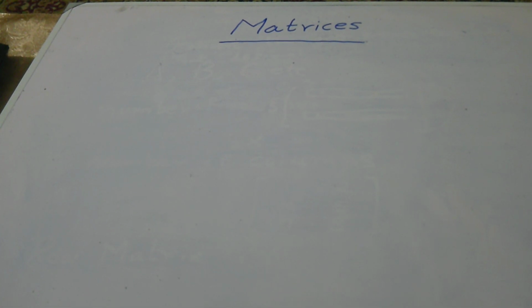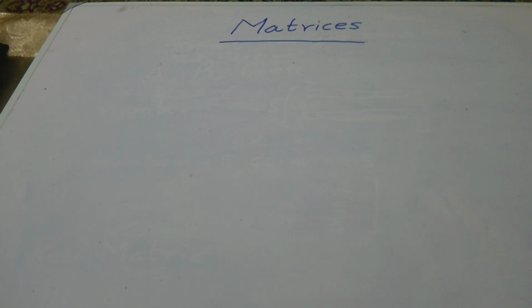Today's topic is matrices. Before starting the matrices, I will give you a brief introduction of matrices. In general, a matrix is a bracket containing an array of numbers or letters arranged in rows and columns. Each number or letter is called an element of the matrix.